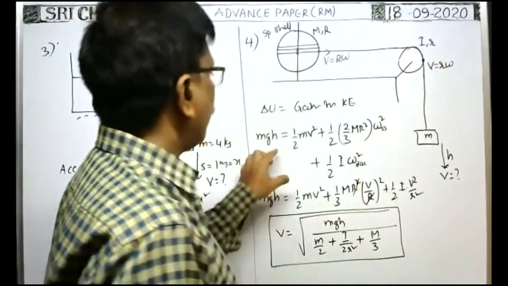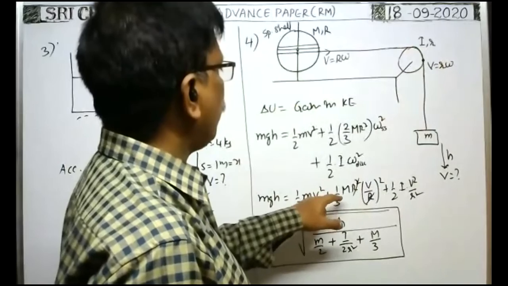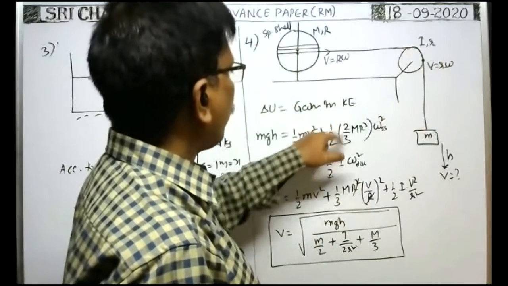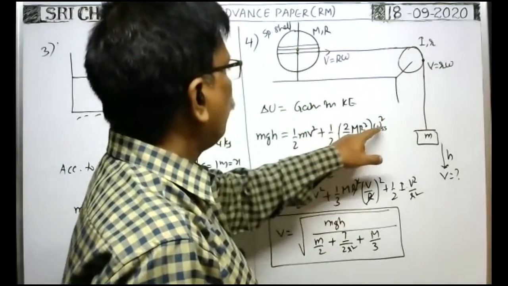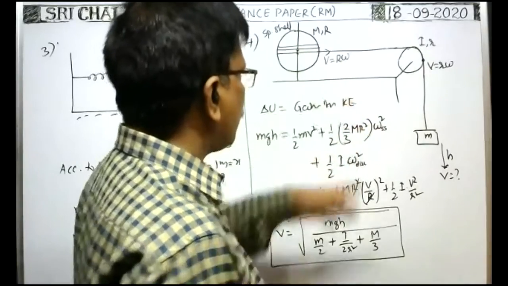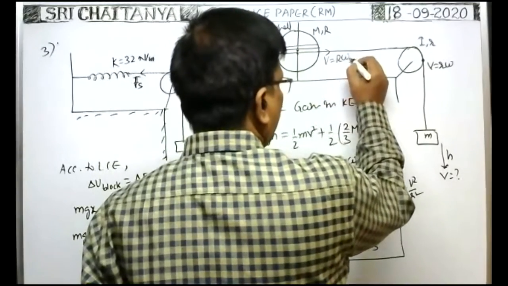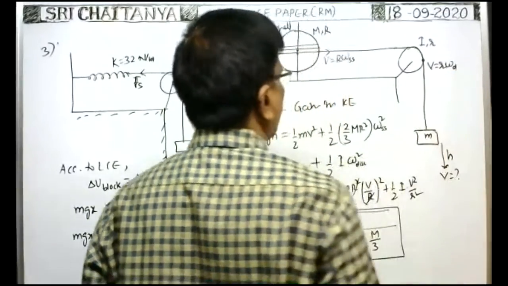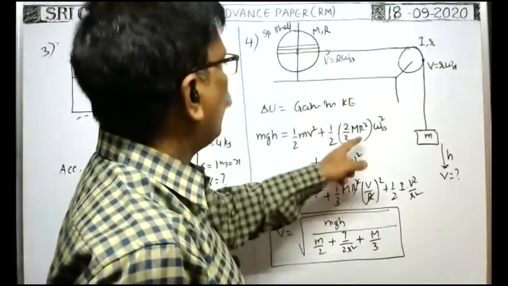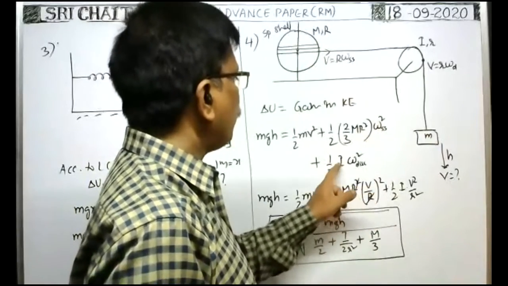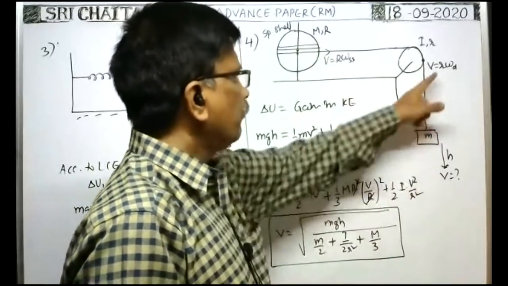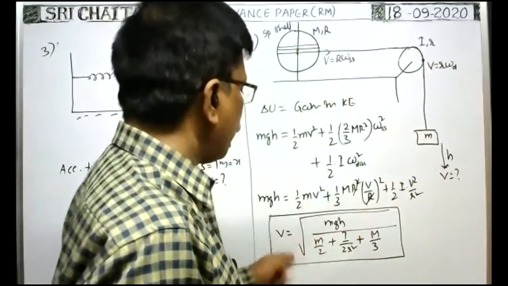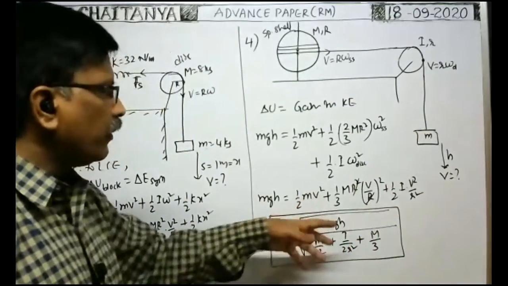Okay, therefore mgh equals half m v square plus 1 by 3 m r square into omega of the shell square, of course the 2 cancels. This is the angular velocity of the spherical shell, and this is the angular velocity of the disk. Okay, v by capital R whole square is there, plus half into I into omega of the disk, which means v by small r whole square. When you simplify and solve for v, then we will get this one.